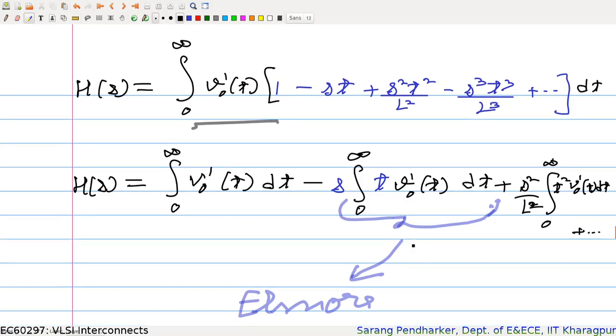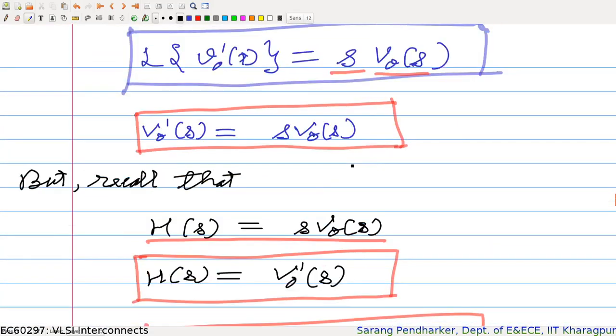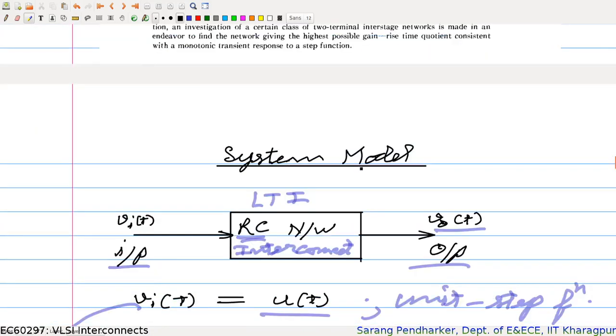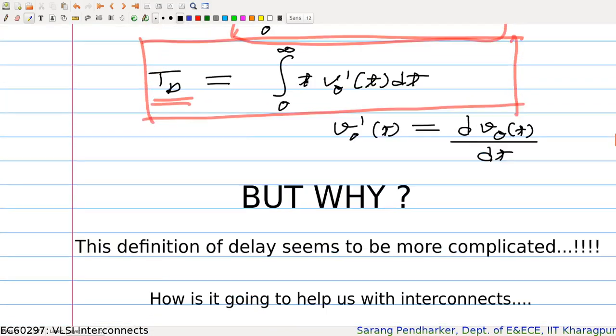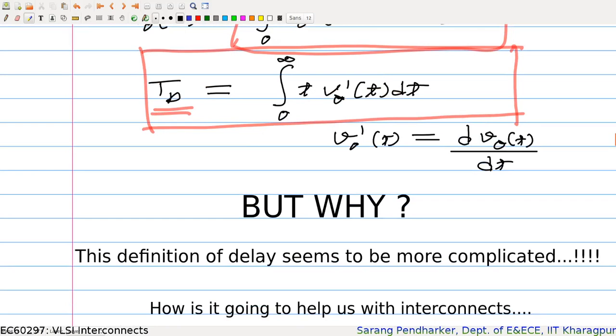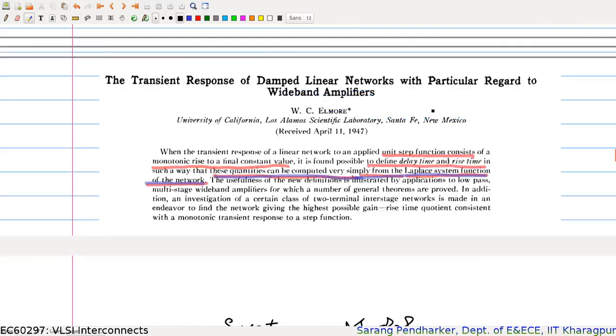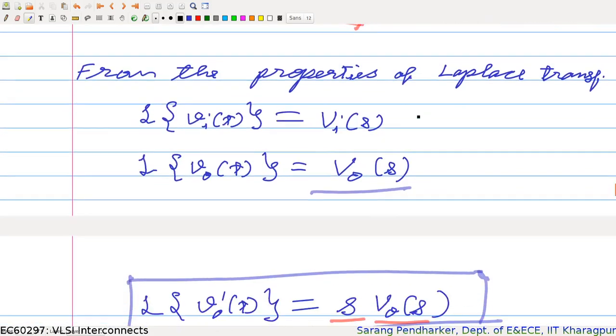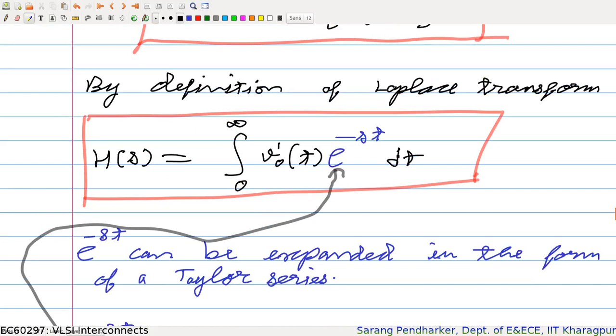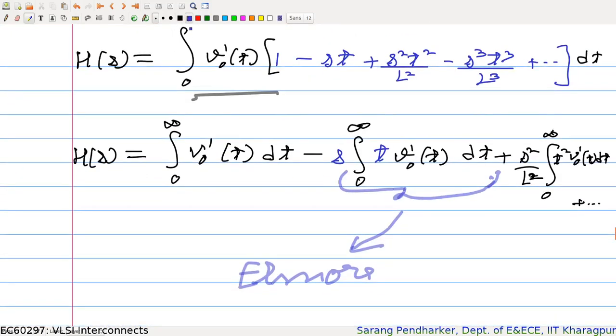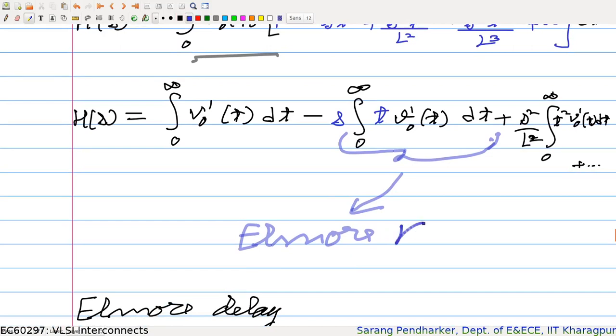Now if we recall the previous, simple definition of Elmore delay, what was my Elmore delay? Integral 0 to infinity t v out prime t dt. And now if you look at this term in here, you can readily notice that this is your Elmore delay. This term here in h of s is your Elmore delay.